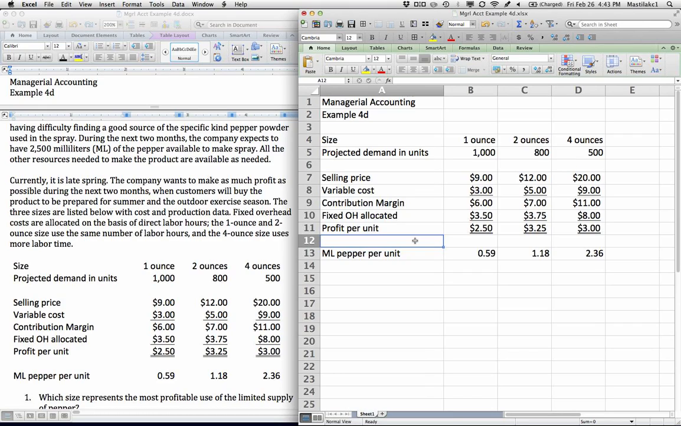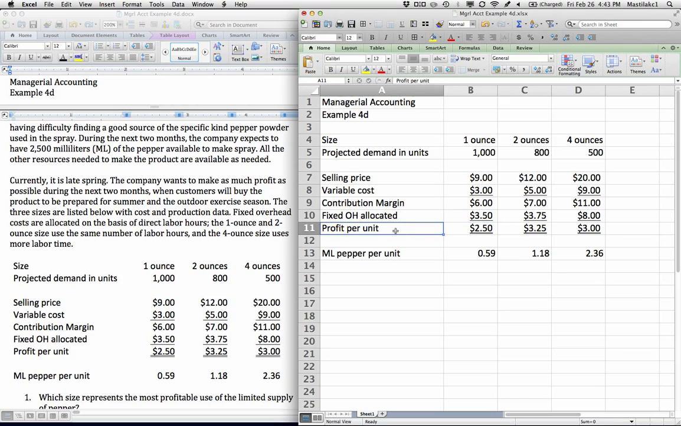In other words, in the short run, we're not going to have more or fewer fixed costs based on whether we're making the 1-ounce product, the 2-ounce product, or the 4-ounce product. All we need to worry about is those things that do vary with respect to the numbers of particular products that we make. So we have to worry about the selling price and the variable cost, and therefore the contribution per unit, but we don't need to worry about the fixed overhead allocated.